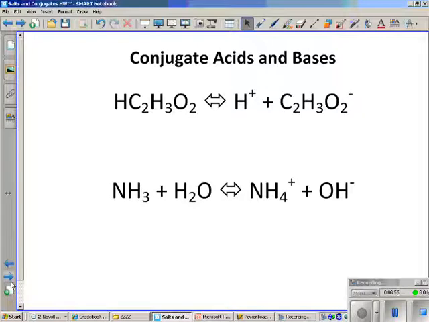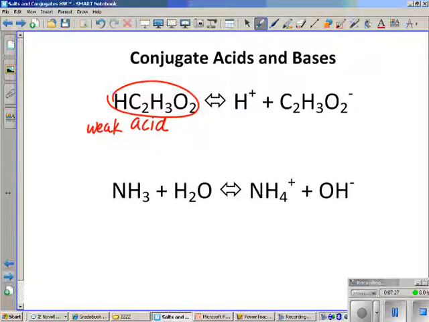Okay, so let's go to conjugates. This again is another idea that is going to be important in what we're going to be moving into in this unit. When you have an acid, like this right here is an acid, and we write the dissociation, notice the double-sided arrow, meaning not complete dissociation. This is a weak acid, so we're going to end up with more of this than ion produced, but there is still a little ion produced.